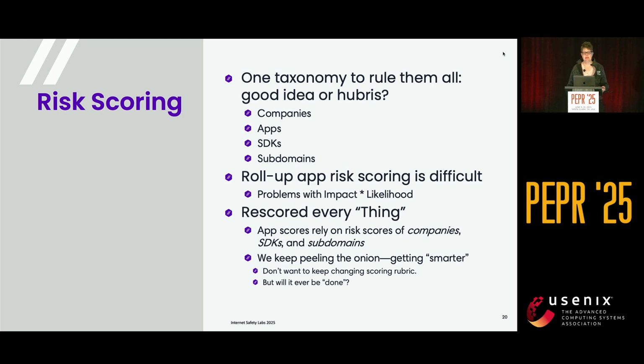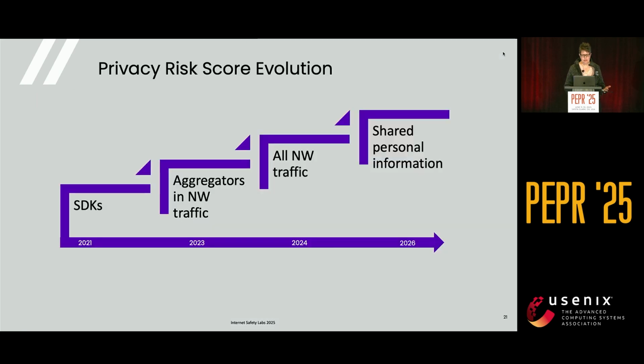The other key thing that we had learned in this process is that roll-up app scoring is particularly difficult. We had started with the traditional risk scoring of impact times likelihood, but if you have high likelihood and low impact, or vice versa, you lose all of that in a rolled-up risk score. So we decided that we wanted to really revisit how we did the scores in general for apps. And in the process of doing that, we rescored everything. As Bryce mentioned, the app score relies on all of the companies that are implicated in that app, whether it's SDKs or subdomains. So we keep getting smarter and we keep peeling the onion.